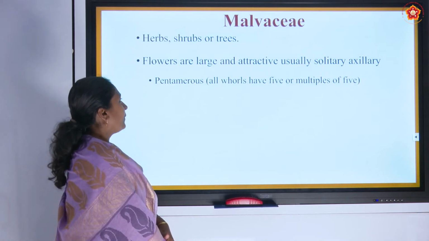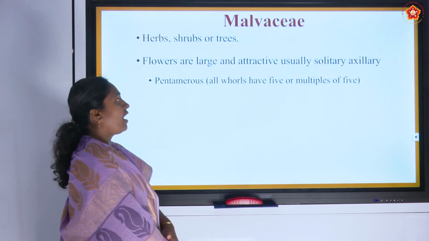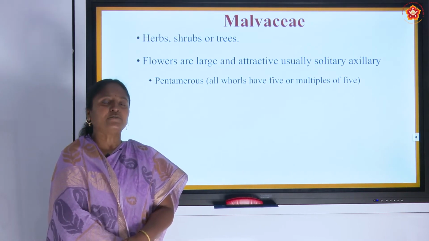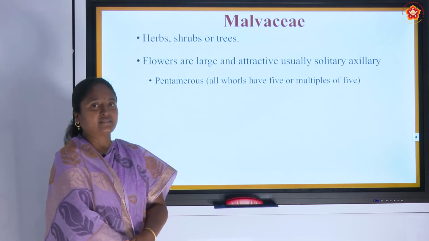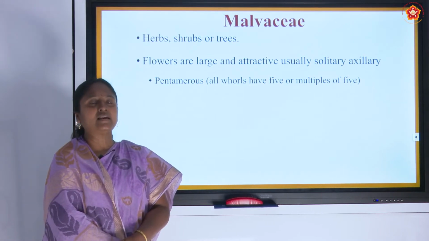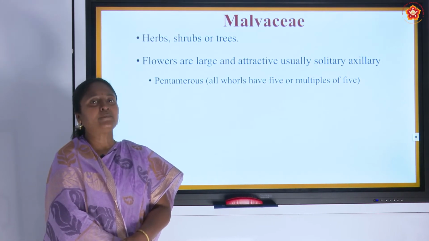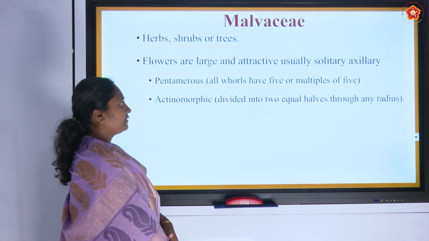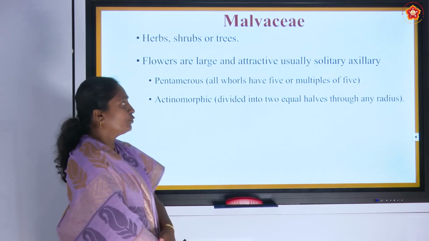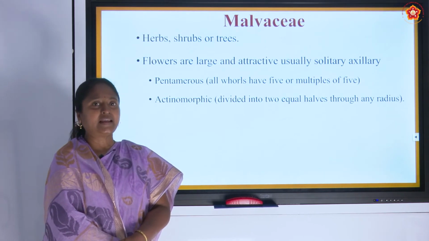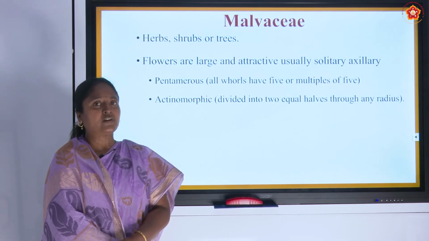They have a pentamerous structure, that is all the flower parts are present in 5 or multiples of 5. For example, 5 carpels, 5 sepals, 5 petals, all in multiples of 5. They are actinomorphic, we can divide them into 2 equal halves in any plane we want, in a radial symmetry. Like a starfish you can imagine, we can divide that into any 2 equal halves in any plane.